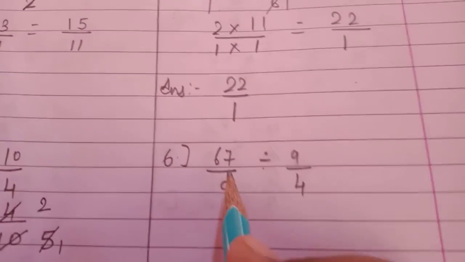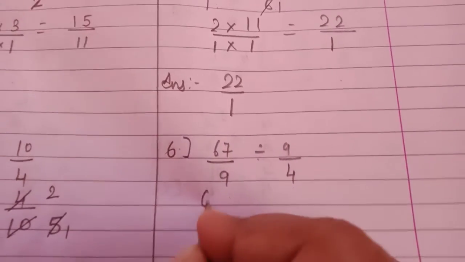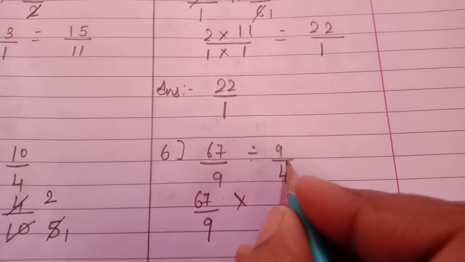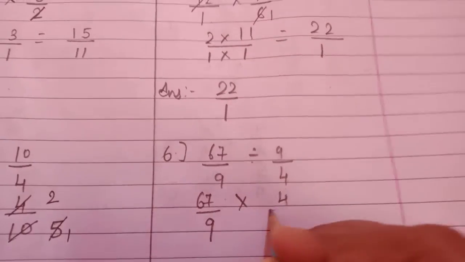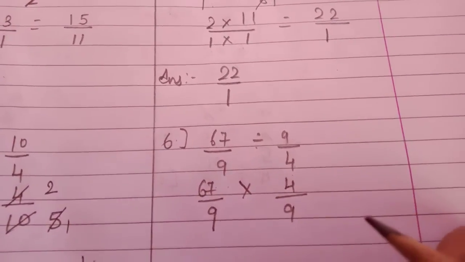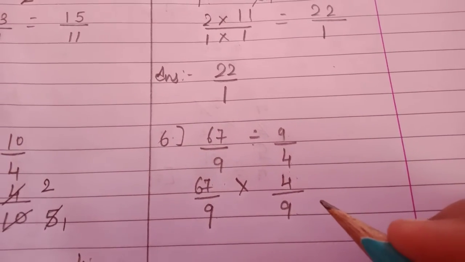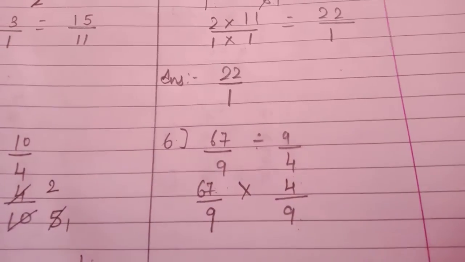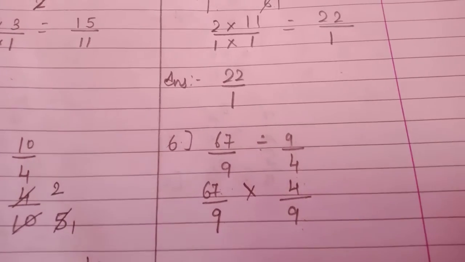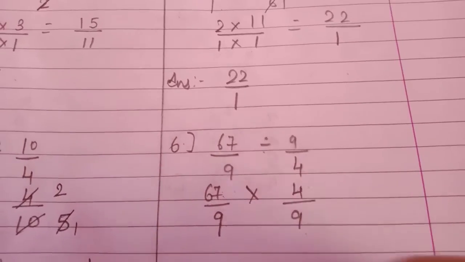Now number 6, 67 upon 9 divided by 9 upon 4. So 67 upon 9, this division sign changes into multiply, and the reciprocal of 9 upon 4 is 4 upon 9. Here 67 and 9, they will not come in the same table. Same way 4 upon 9, they will also not come in the same table. In the opposite, 67 upon 9, it will also not come in the same table. In this opposite, 4 upon 9, this will also not come in the same table.